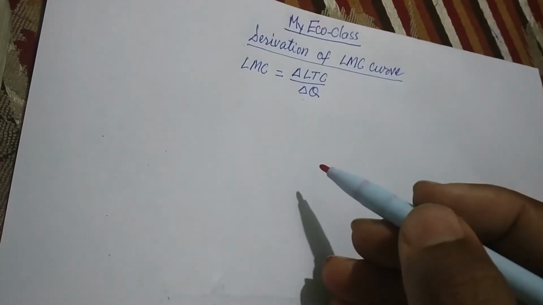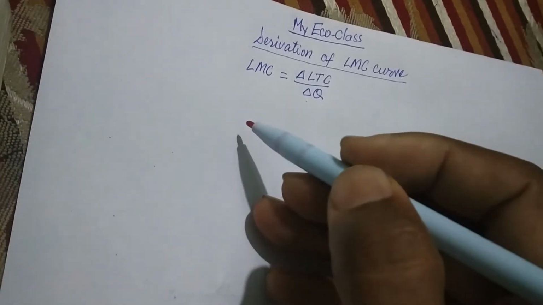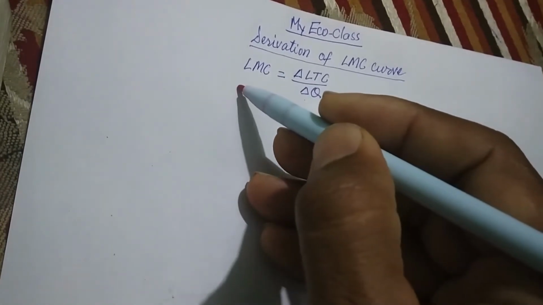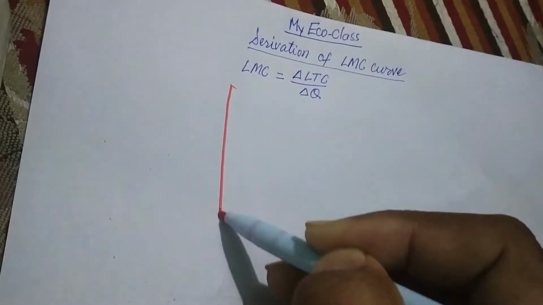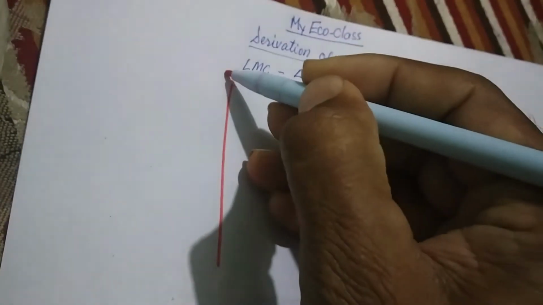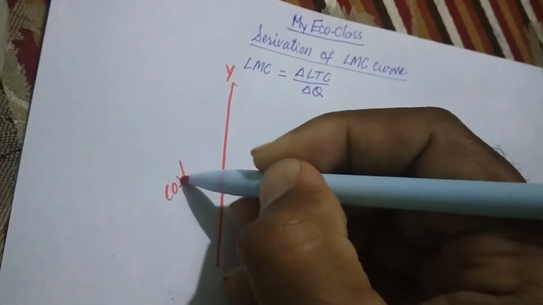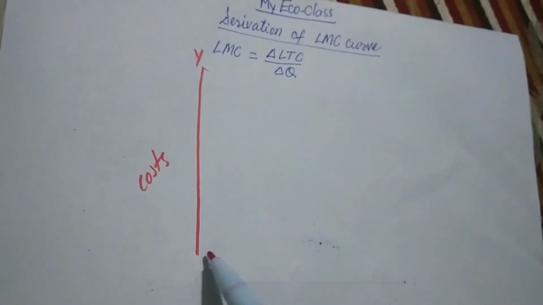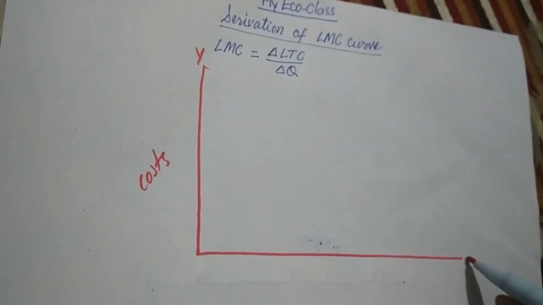In order to explain the derivation of the long run marginal cost curve, I am going to draw a diagram here. This one is the y-axis. On the y-axis we measure costs, and this one is the x-axis. On the x-axis we measure output.